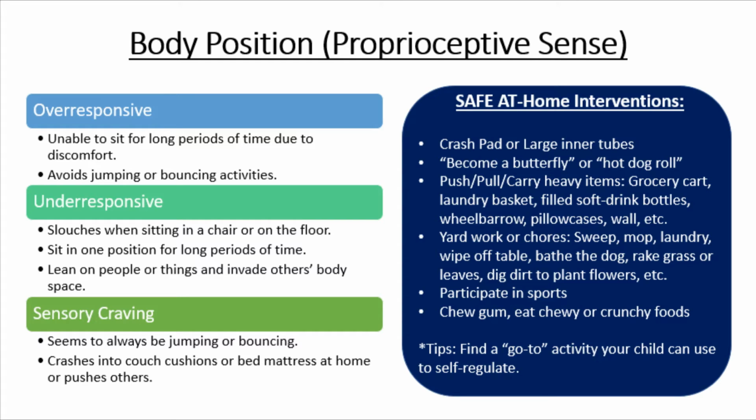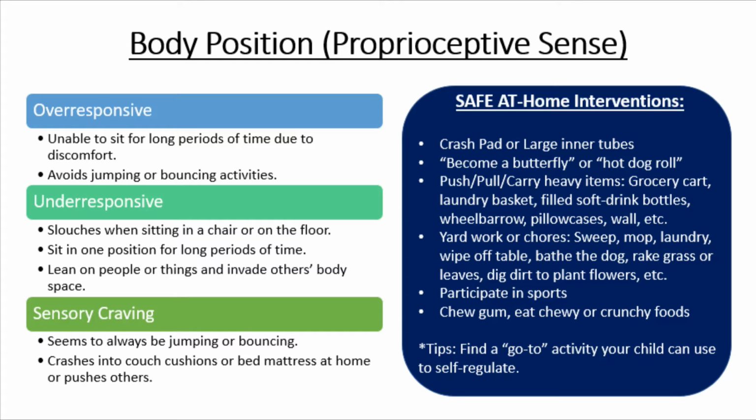Kiddos who are sensory craving may seem to always be jumping or bouncing, and they may crash into couch cushions or a bed mattress at home or push others. Some at-home interventions would be to use that crash pad or large inner tubes for that deep pressure and getting that input to help regulate themselves.